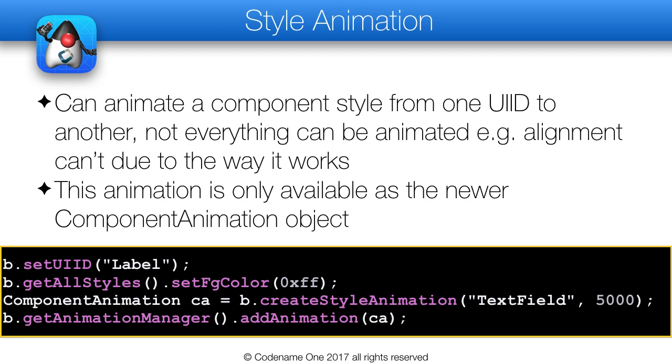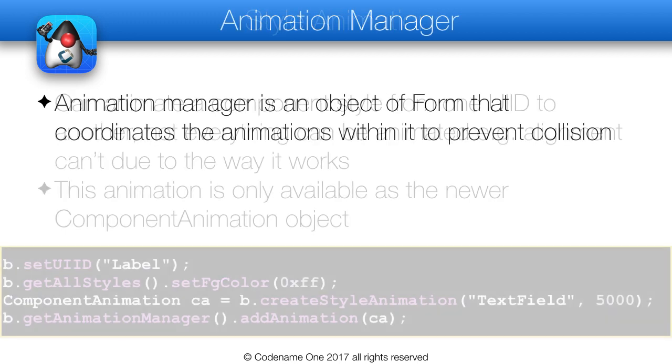This code animates a label UIID to a text field UIID. You will notice we created a generic component animation class and use Animation Manager to set it. These component animations are pretty powerful. You can sequence them and run them in parallel. You can do quite a lot of powerful things with them.